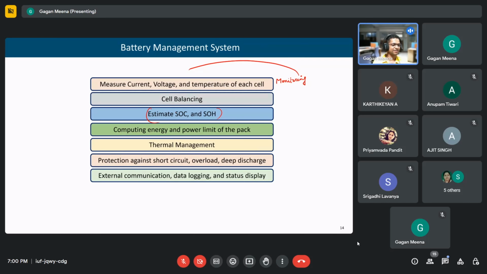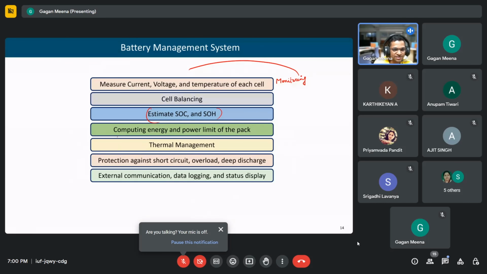So all these things are taken into account, but still we should not over discharge the battery. I will show you one curve, how the depth of discharge affects the life of the battery. The more the depth of discharge, the more the degradation of the battery life. So it is always advisable not to discharge the battery too much. Keep the depth of discharge as low as possible.